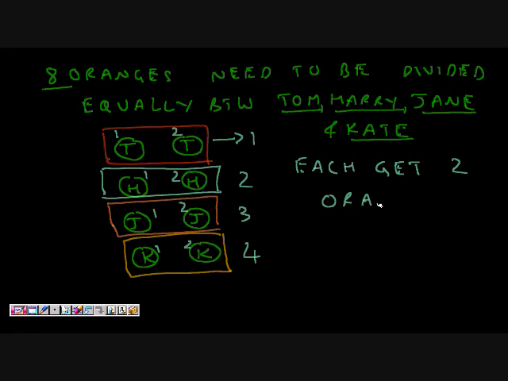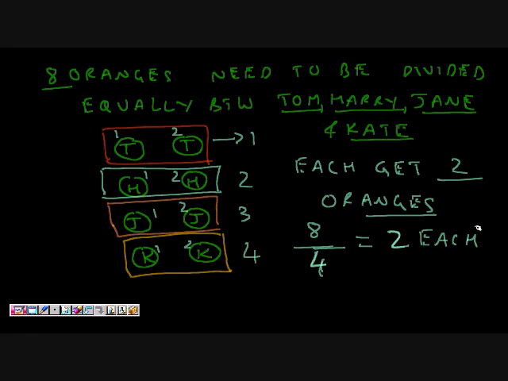So we divided 8 oranges between 4 people and each one of them got 2 oranges. Mathematically we write it as 8 divided by 4. You're dividing the 8 oranges into 4 groups, so the 4 comes below: Tom, Harry, Jane, and Kate. That's the 4 groups, and you have a total of 8 oranges, and each one gets 2 oranges. That's the number of oranges that each one gets.